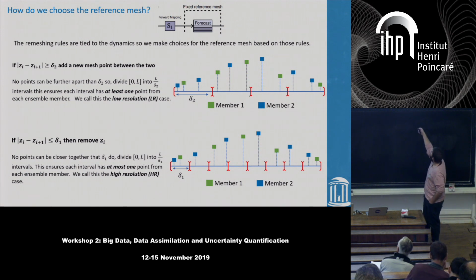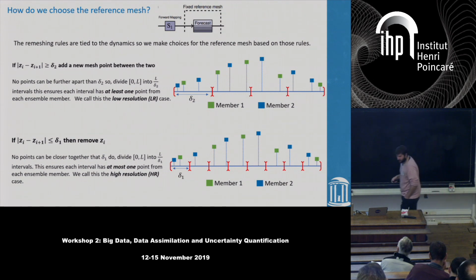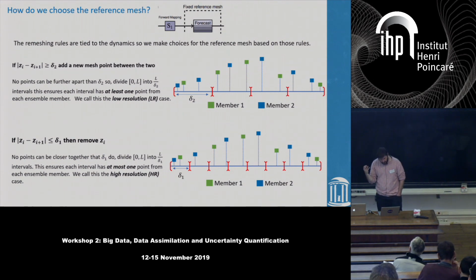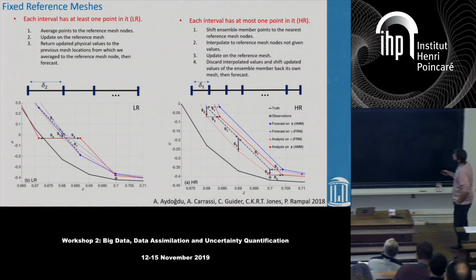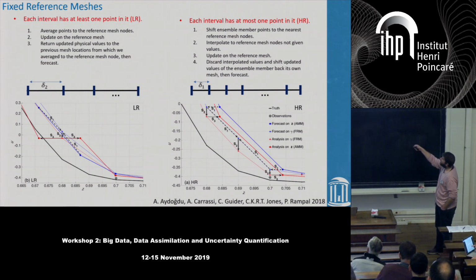And this is what the reference meshes would look like. You just chop up the interval from 0 to L in regular spacing. OK. So those are the choices for the reference meshes that we can make. How would we actually do the data assimilation? So if we're in the low resolution case, we may have more than 1 point from some ensemble members. So in that case, we'll average those values together.